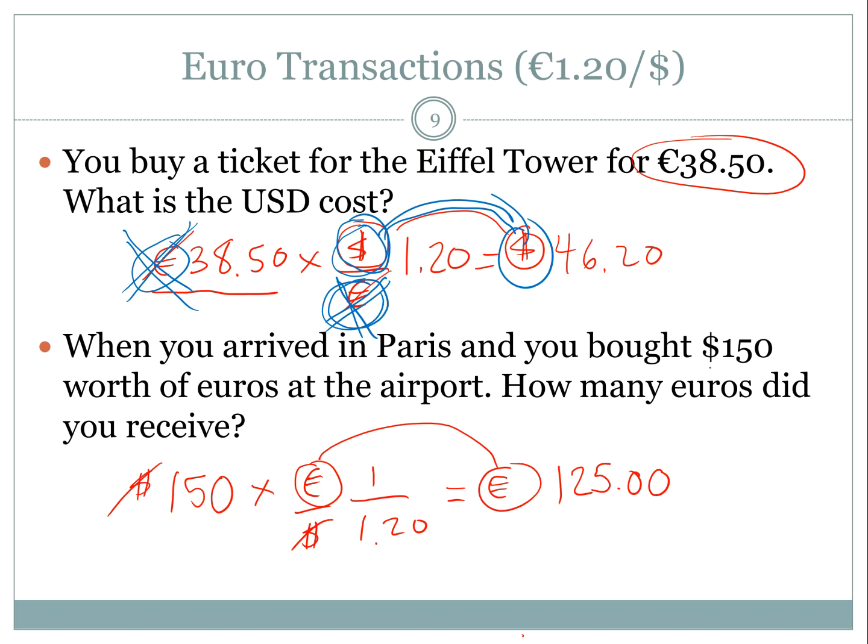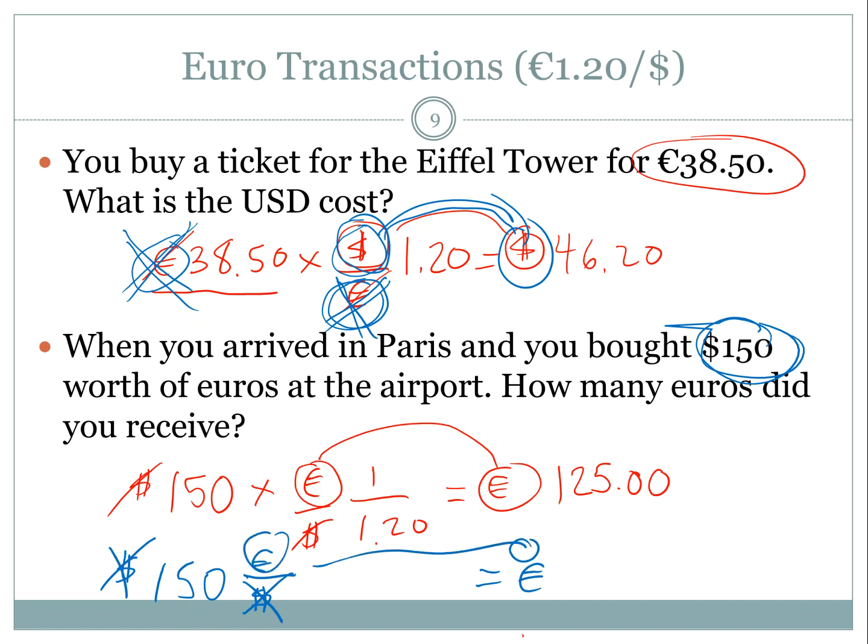When you first got to Paris, you bought $150 worth of euros. How many euros did you get? I'll write $150. I need to convert that to euros, so the only way it converts is if I put dollars down here and it crosses out. Then I put euros up here, and that goes forward.